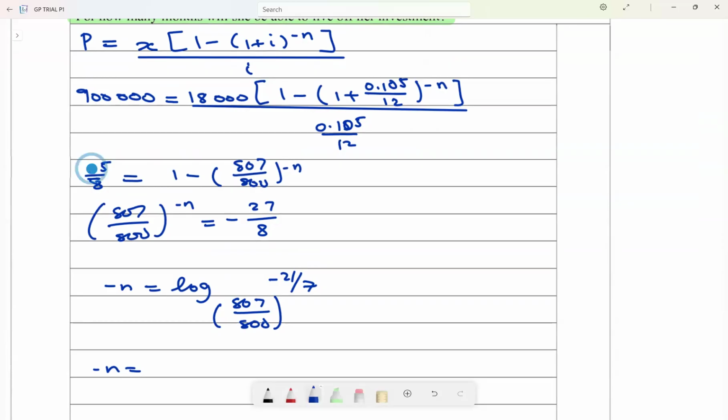Oh, this is 7 divided by 16, by the way. 7 divided by 16, not what I wrote. And then 1 minus 7 divided by 16. When I transpose this, it's going to be positive. 1 minus 7 divided by 16. It's 9 divided by 16, okay?